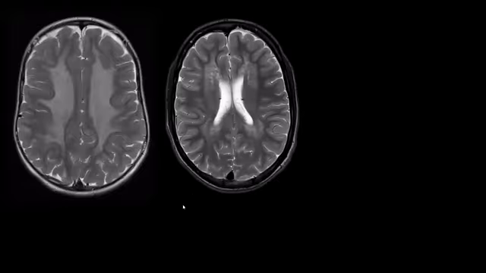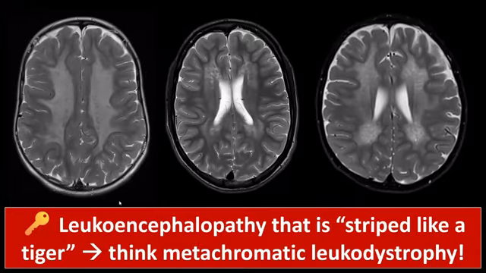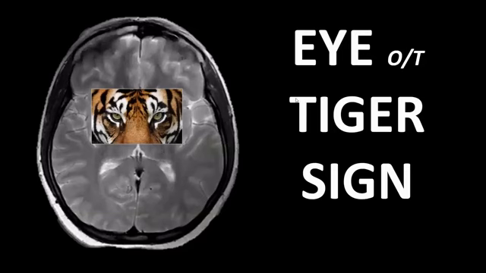Here are some other examples of patients with metachromatic leukodystrophy, and the patterns look slightly different in each patient, but in all of them you can recognize hypointense stripes or dots. So you can recognize tiger stripes or leopard skin if you want to. So you see this pattern, think metachromatic leukodystrophy.